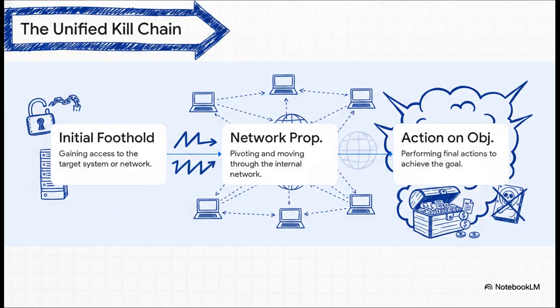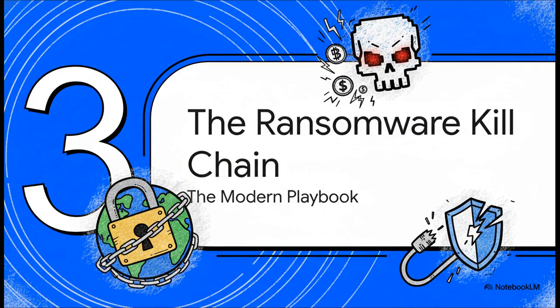What the unified kill chain does is it boils the whole attack down into 3 main phases. First up, you've got the initial foothold. That's basically everything it takes to compromise that first machine. Then you've got network propagation, which is all about spreading out inside the network. And finally, action on objectives. That's the endgame, what they were after all along. So this unified model? A huge leap forward, for sure.